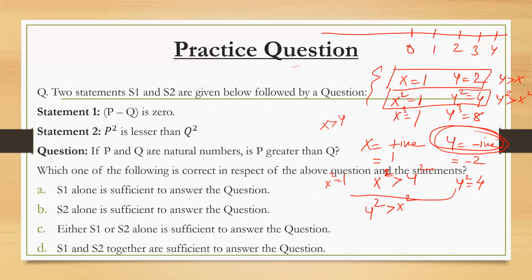X square is 1 because x is 1. So x square is 1. Y square will become what? 4. So can I say y square is greater than x square? Because 4 is again greater than 1.